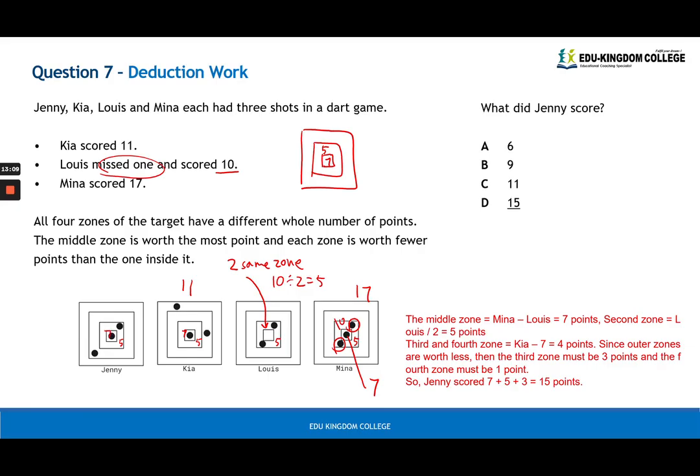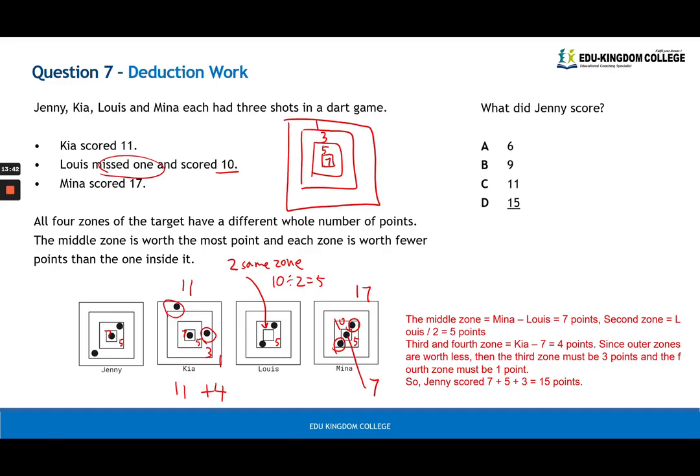So for Jenny, we don't know what Jenny scored. We know Kia scored 11. Okay. So 7, and then you have this one and this one left, right? How do I get to 7 from 11? That's a plus 4. Remember, you can't do 2 and 2, because each of the ones on the inside must be bigger than the ones on the outside. So the only way is 3 and 1, okay? So it goes 7, 5, 3, and 1.